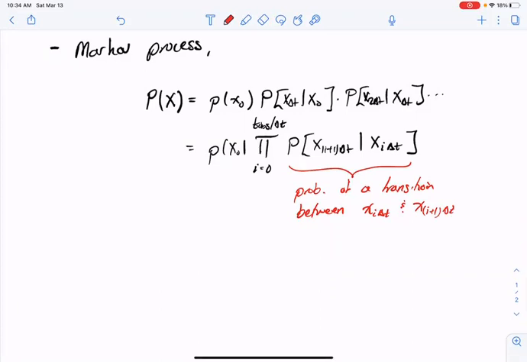So the fact that the dynamics are Markovian strictly means that the transition probability is independent of how the system arrived at x_i delta t. The transition only depends on the current state of the system, such that the total transition probability is then just this product of individual transition probabilities.